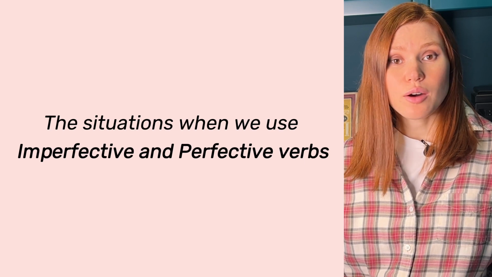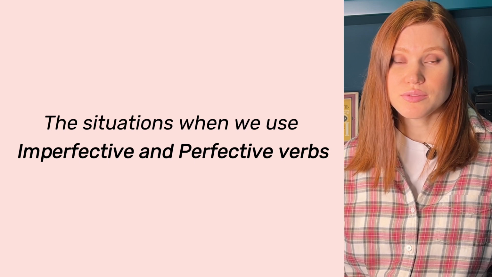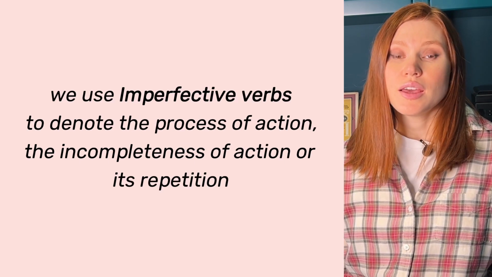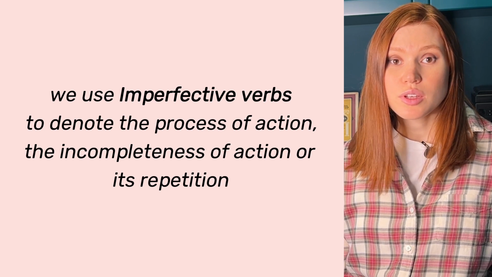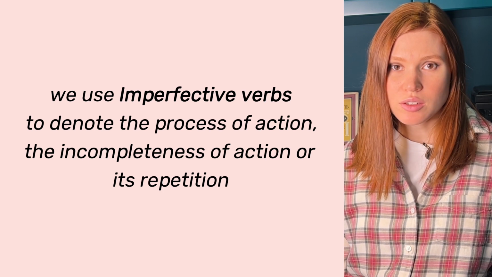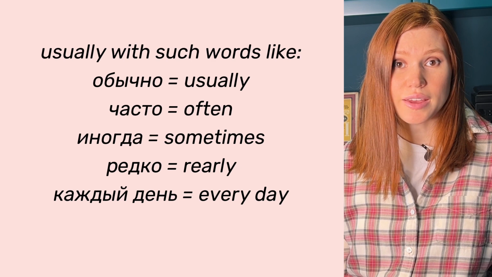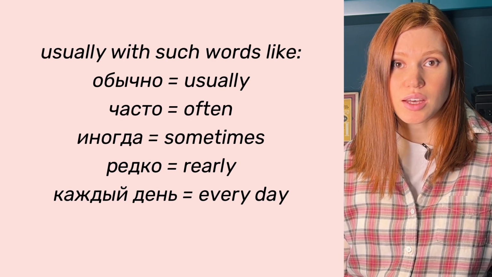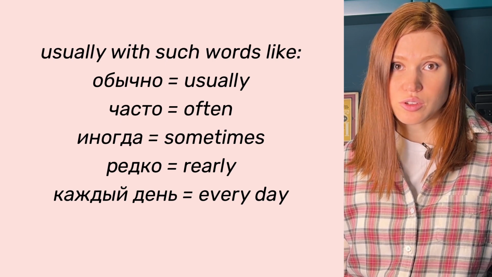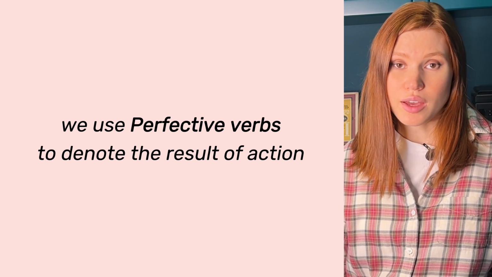The topic of our today's lesson is the situations when we use imperfective and perfective verbs. As you already know, we use imperfective verbs to denote the process of action, the incompleteness of action or its repetition. Usually with such words like обычно, часто, иногда, редко, каждый день, etc. And we use perfective verbs to denote the result of action.